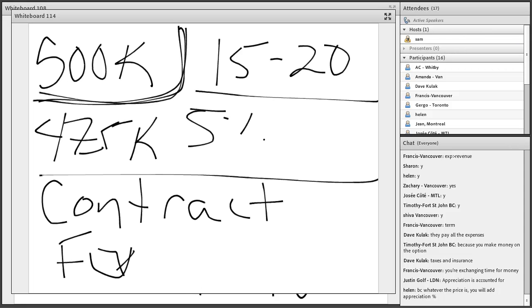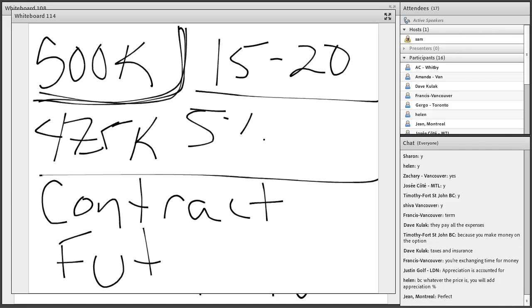The reason is exactly what Helen says. Because we are contracting the future value, contract with future value, that's what keeps us safe. Does everybody see that? That's really what makes the lease option great. Future value.